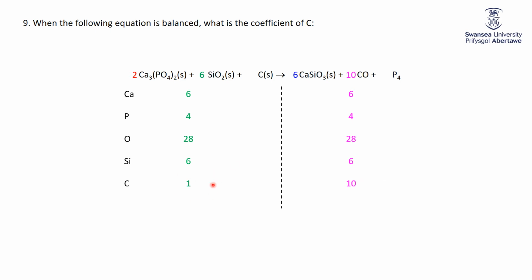But that's okay, because to adjust the carbons on the left-hand side, we just need to adjust the number of carbons on the left-hand side. So we want a total of 10. So we'll take 10 there. So the coefficient of carbon, which is what was requested, is 10. Kind of a fun one.